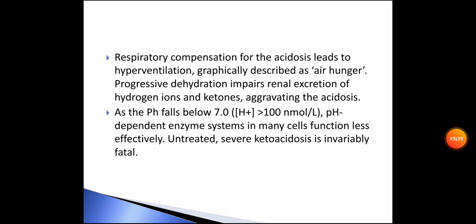Progressive dehydration impairs renal excretion of hydrogen ions and ketones, aggravating the acidosis. As the pH falls below 7, pH-dependent enzyme systems in many cells function less effectively. Untreated severe ketoacidosis is invariably fatal.